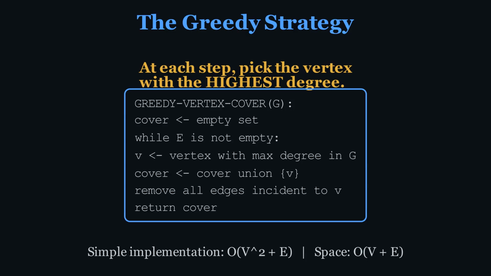The greedy intuition is easy to remember. If a vertex touches many uncovered edges, selecting it gives a large immediate payoff. So at each step we choose a vertex with maximum degree among the remaining graph, place it into the cover, and delete all edges that are now covered by that choice.